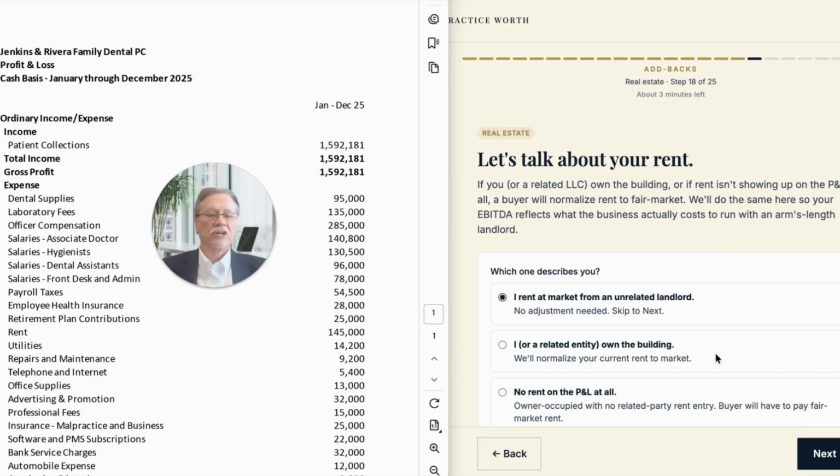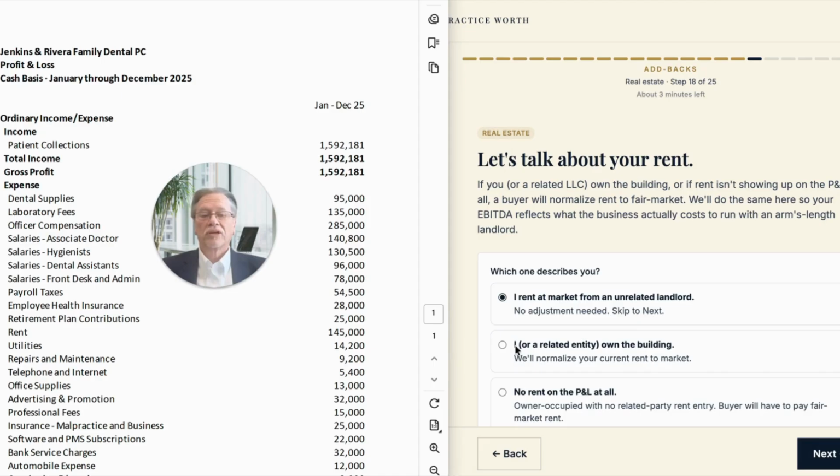This is a really good example, and if we look over at the P&L for Dr. Jenkins and Rivera, you can see in the line item under rent that the rent is $145,000. That rent at $145,000 would equal about 9% of the total P&L, which would be very high. The number that we'd probably really be looking for to normalize the rent would be closer to 5%.